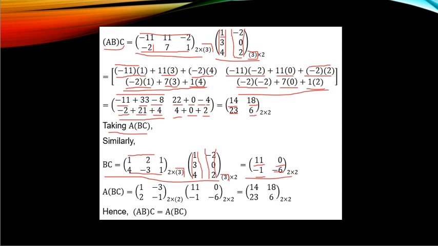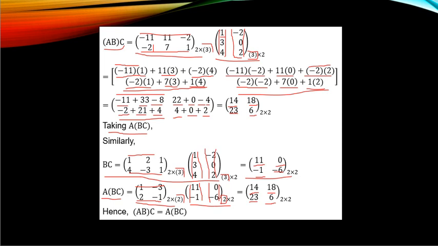Now that we know BC, you multiply A by BC. This is matrix A, this is matrix BC. You check that the number of columns here equals the number of rows in this place. That means you can multiply. So you have the first row times the first column: 1 times 11 is 11, minus 3 times minus 1 is plus 3. 11 plus 3 is 14. See that? The first row times second column gives 18. The second row times first column here, you have 23. The same second row times second column, you have 6.